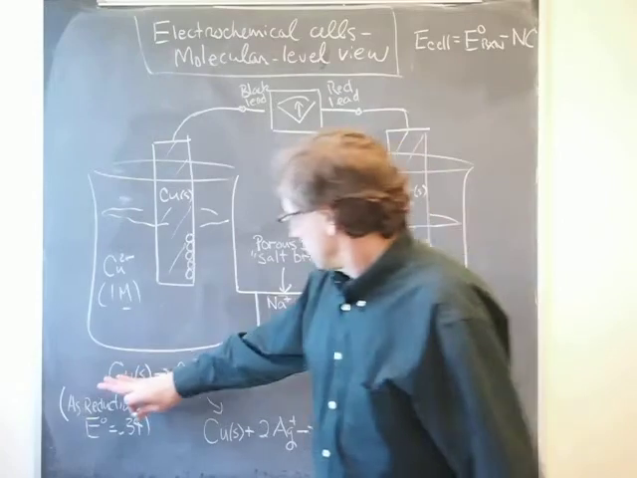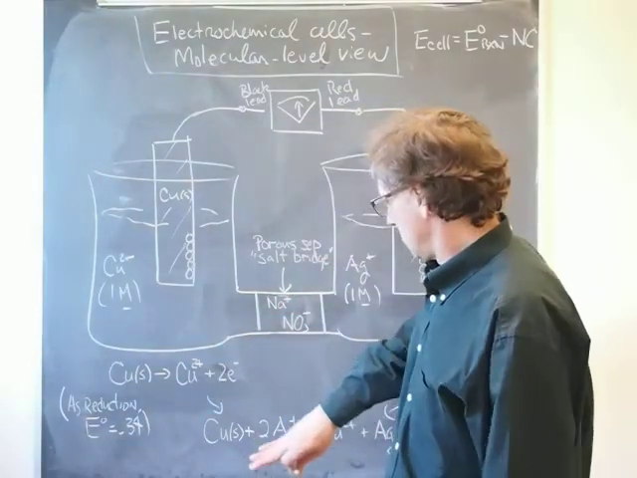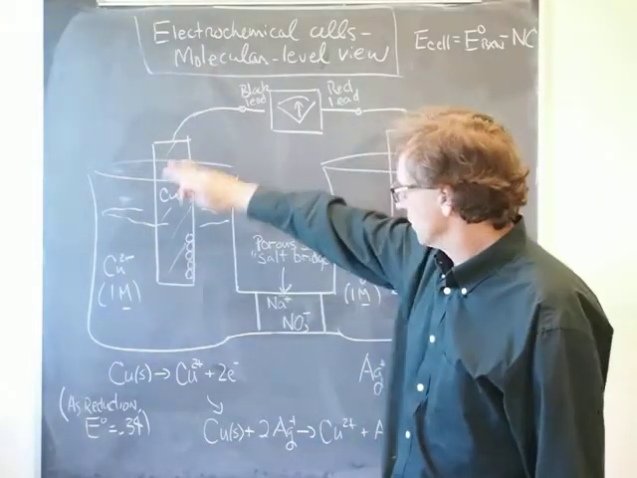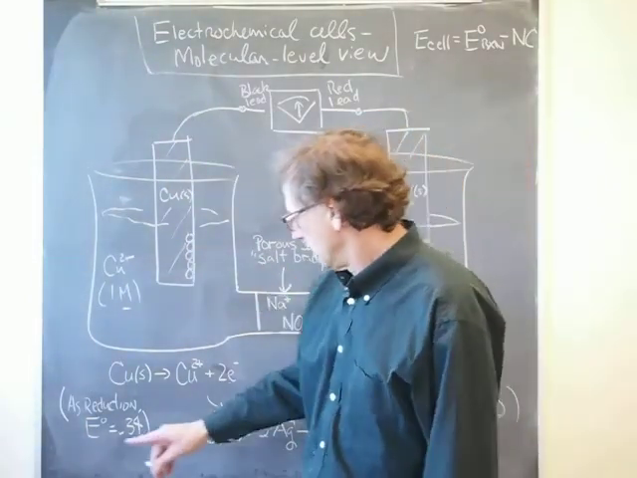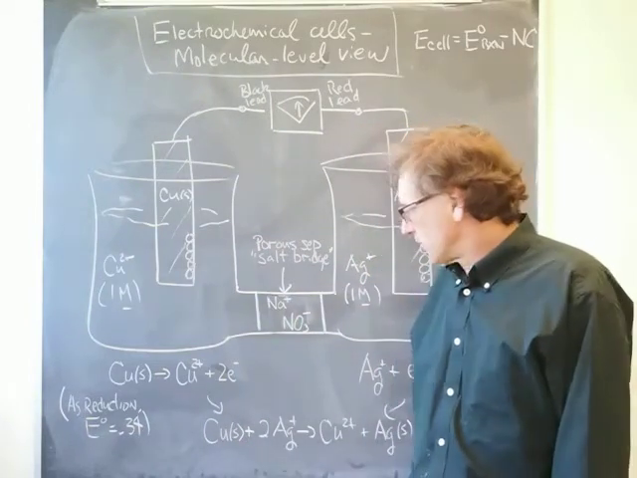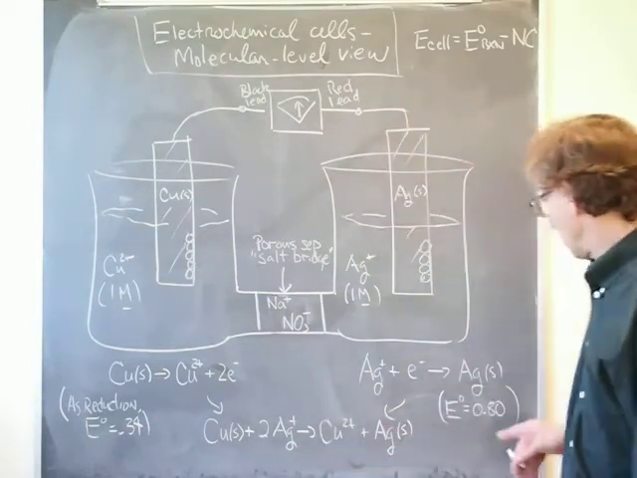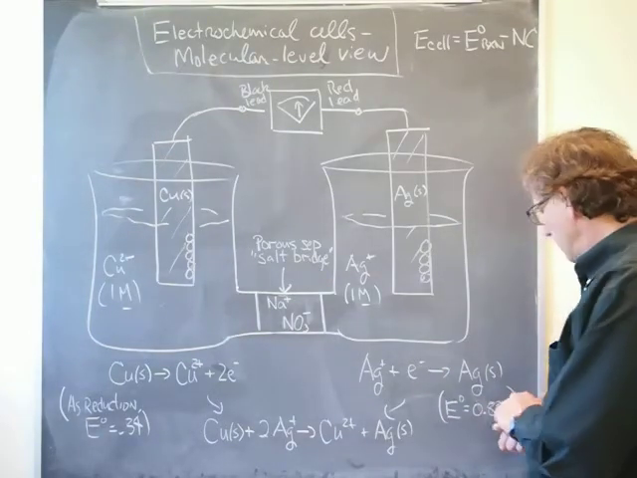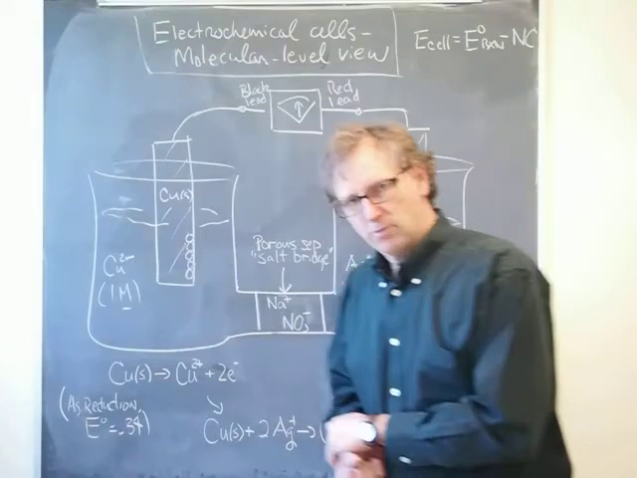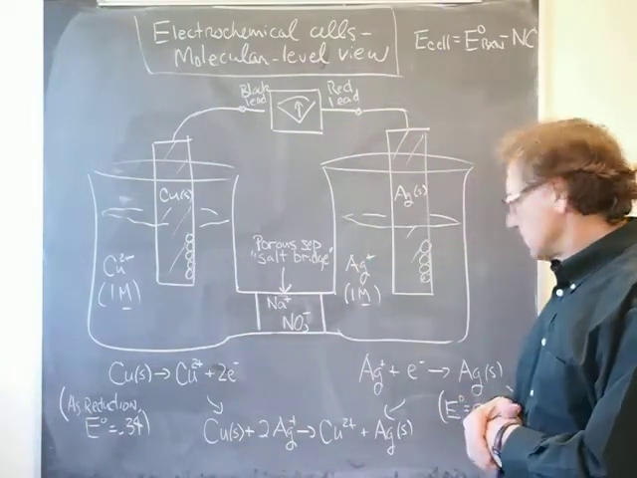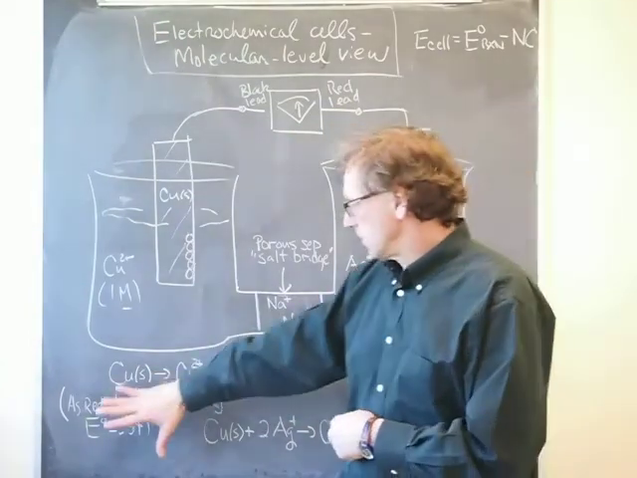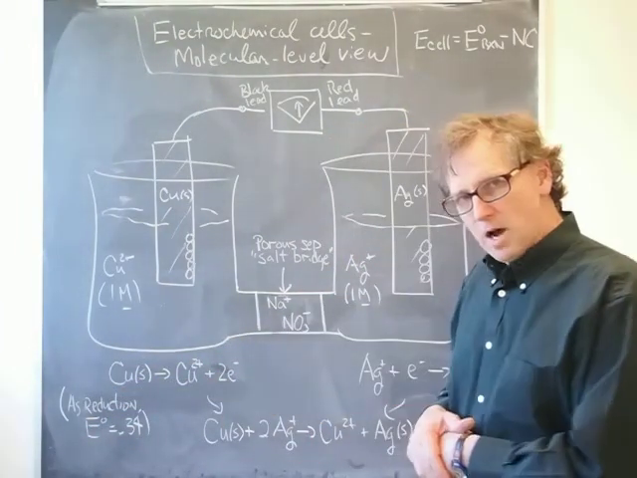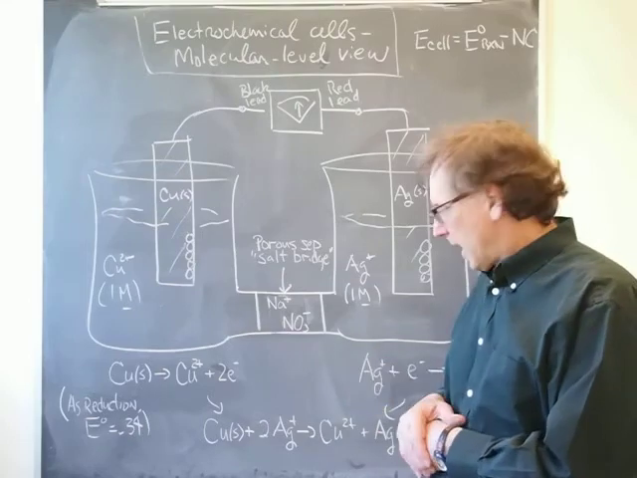Okay, here's what we've got going on. If you look up the half reaction for the copper as a reduction, that E0 is 0.34, and as a reduction for the silver plus picking up an electron, that E0 is 0.80. 0.80 is bigger than 0.34. So we're going to say that the silver reduction wins out and causes the copper to be oxidized. That's why I've written the copper half reaction as an oxidation half reaction there.